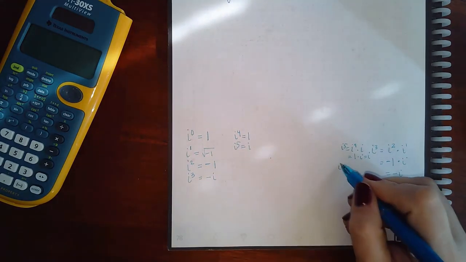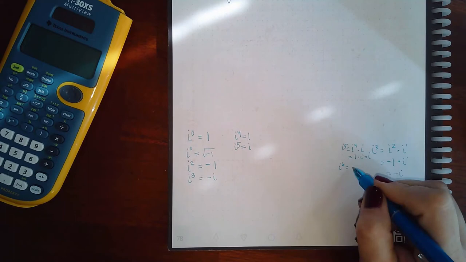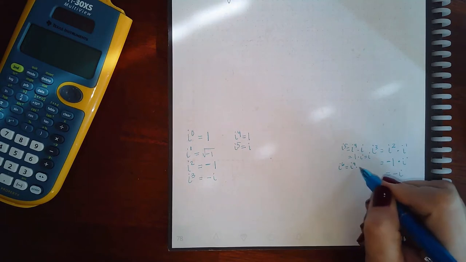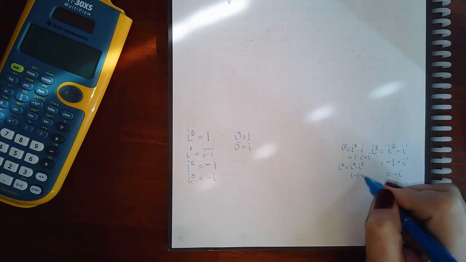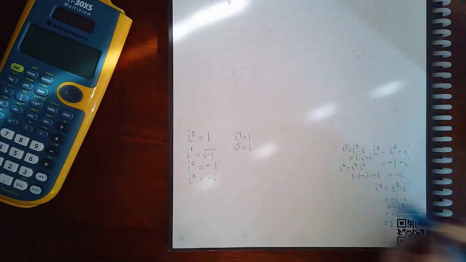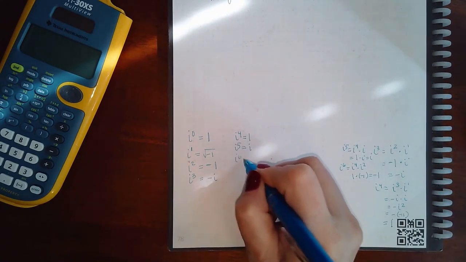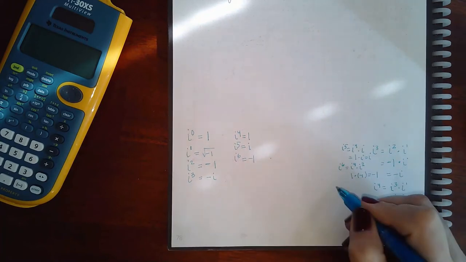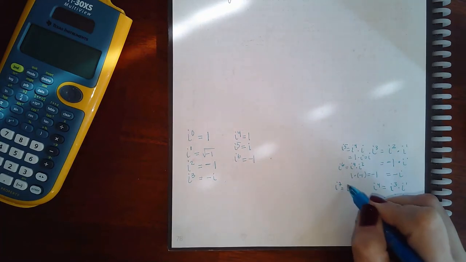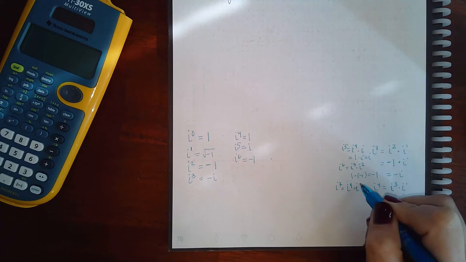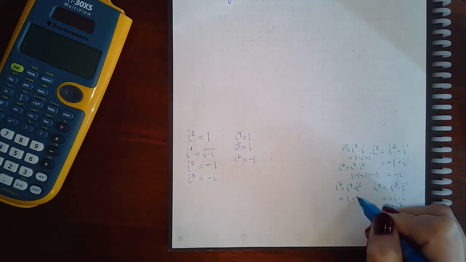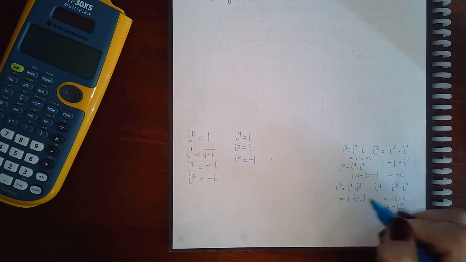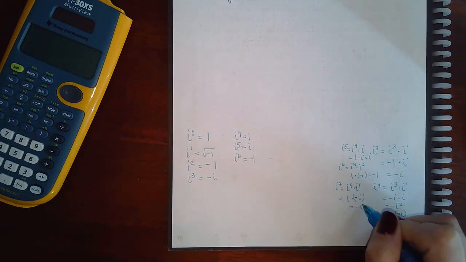Then I know i to the sixth power is i to the fourth power times i squared, which is 1 times negative 1, which is negative 1. I know that i to the seventh power is i to the fourth times i cubed. i to the fourth is 1. i cubed is negative i. And so I end up with negative i.